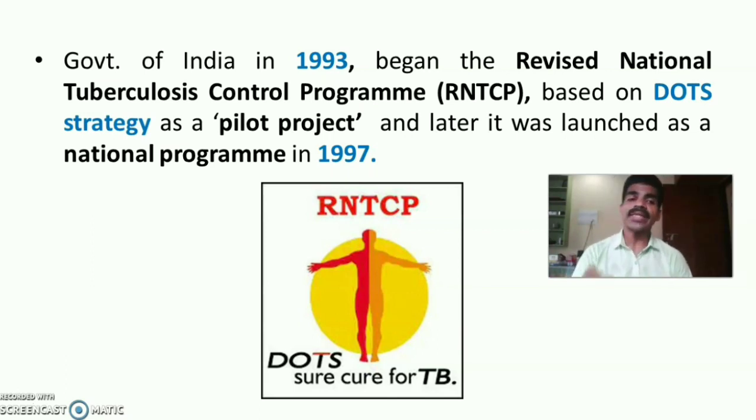from 1997 onwards. So, the Government of India replaced the National TB Control Program in 1993 and renamed it the Revised National Tuberculosis Control Program, RNTCP. It was based on the DOT strategy, according to the WHO recommendation. RNTCP was introduced in India first as a pilot project. Then later it was launched as a national program from 1997 onwards.